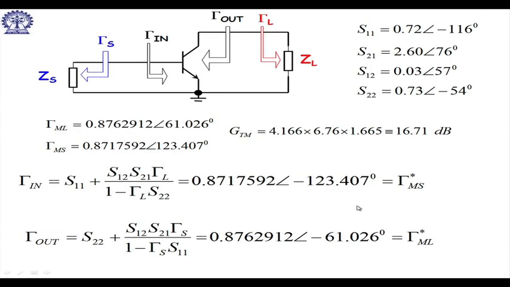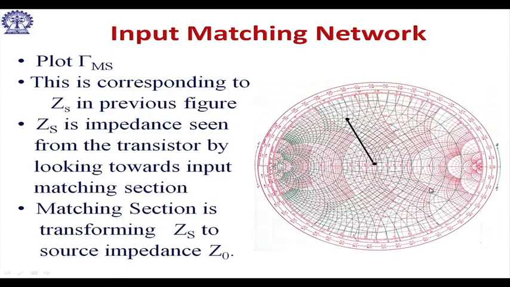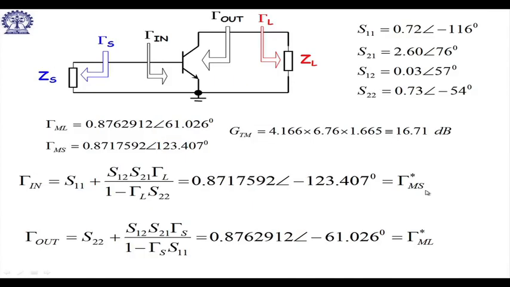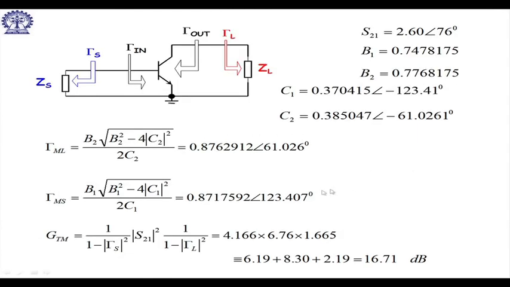So, these are again. What is the gamma in value, you see this, and gamma out is this. Now, let us do the input matching, that we need to do because we have got gamma S values. So, you see where the gamma S is, or see the previous one, gamma S is 0.87 angle 123.